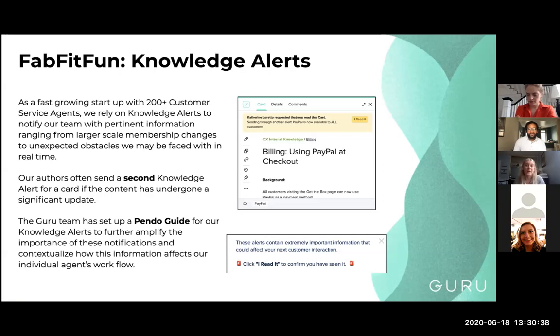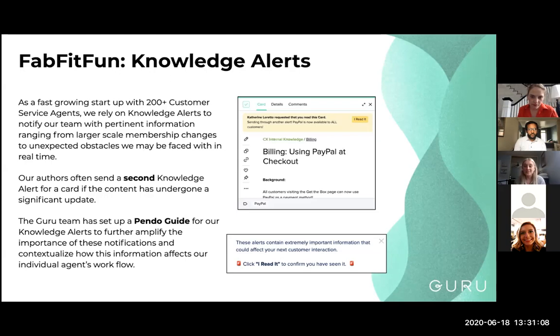The author that made this card decided to send a second knowledge alert when this transitioned to all new members having the option to use PayPal at checkout. So it's just a good example of how a huge update on a card can warrant a second knowledge alert. And it's super important that our team knows that, since billing is a really big portion of the reach outs that we're getting on Zendesk or on social. So we have been doing that a lot lately, which has seemed to be pretty useful.